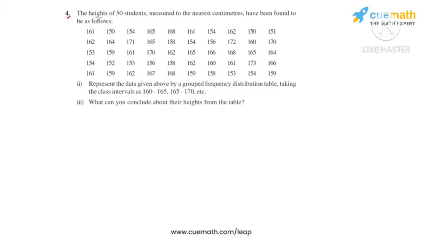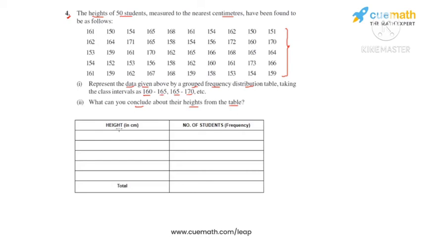Question number 4 says that the heights of 50 students, measured to the nearest centimeters, have been found to be as follows. So this is the given data about the heights of 50 students. We have to represent the data by a grouped frequency distribution table, taking the class intervals as 160 to 165, 165 to 170 and so on. And then it asks what can you conclude about their heights from the table. So let's first have a table with height in centimeters and the number of students, that is the frequency associated with a particular class.